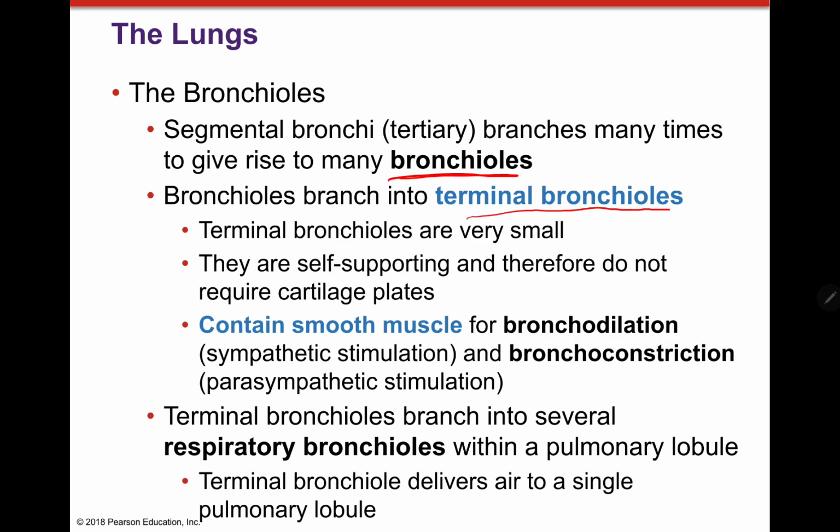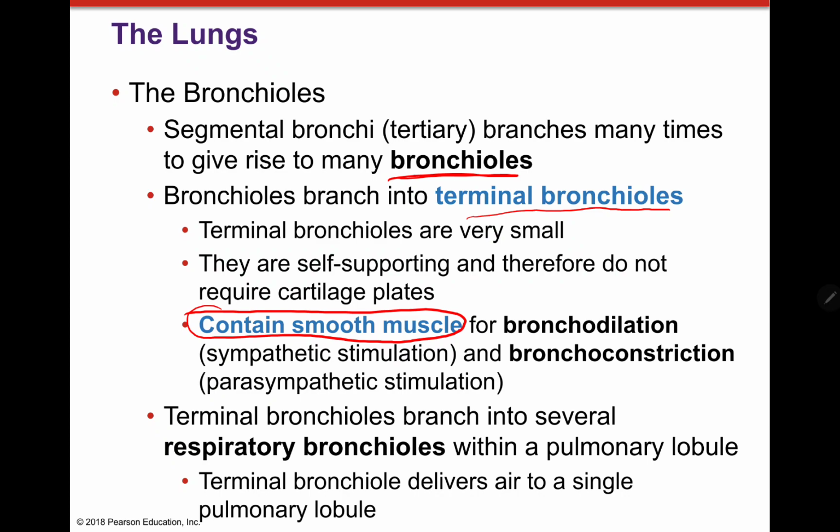Those terminal bronchioles are going to be very small. They are self-supporting, and therefore they're not going to require cartilage plates. However, they're going to contain smooth muscle. All right, so as we go deeper and deeper into the lungs, from the trachea to the terminal bronchioles, we're going to have less and less cartilage.